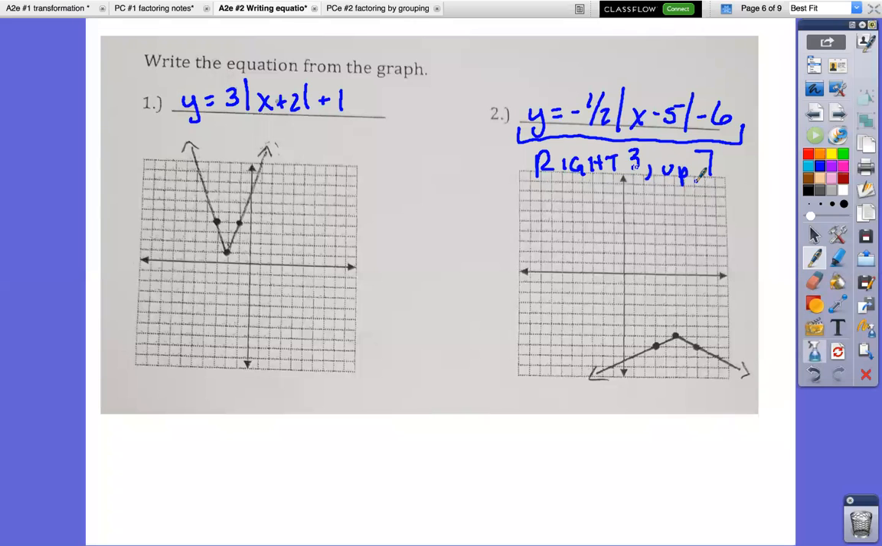I want you guys to think about this. What would my new equation be if I want to take that and move it right 3 and up 7? You could either take this vertex and move it right 3, 1, 2, 3, and up 7 and go from there, or you could just add or subtract. So take a second and see if you can do that.